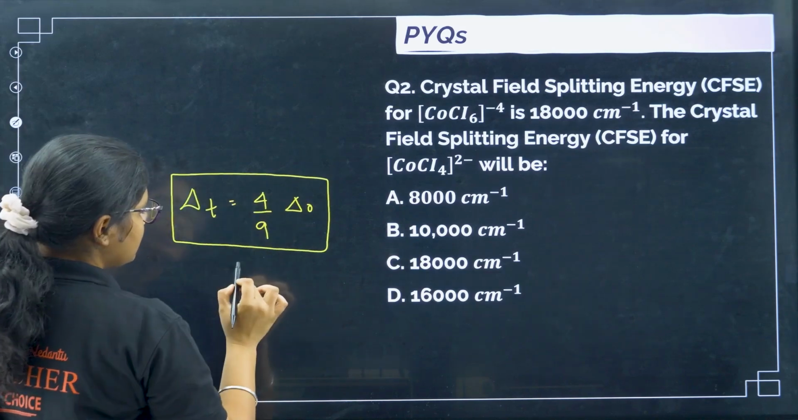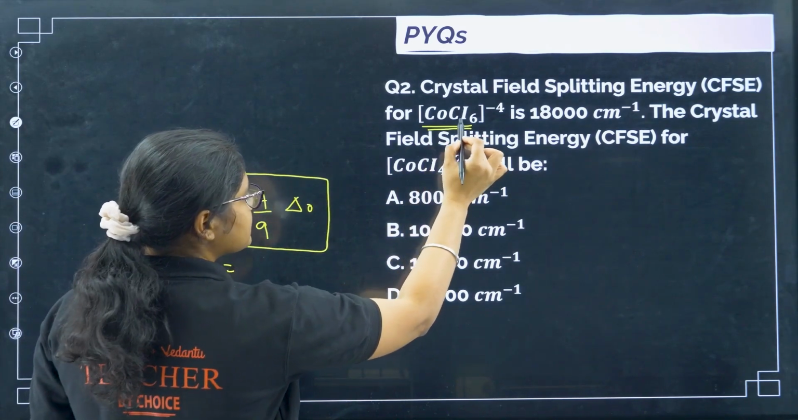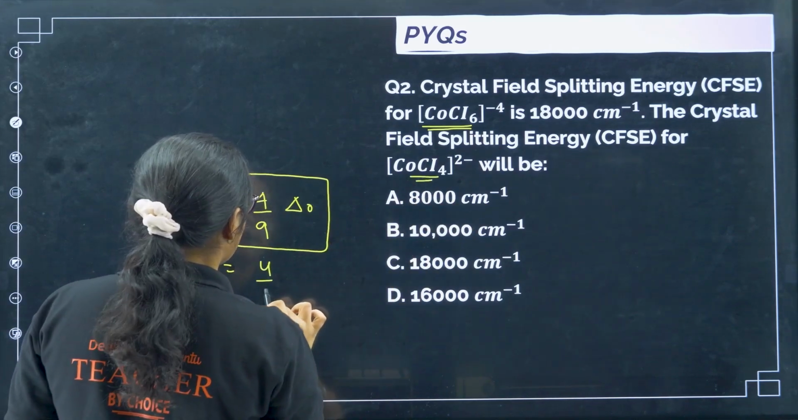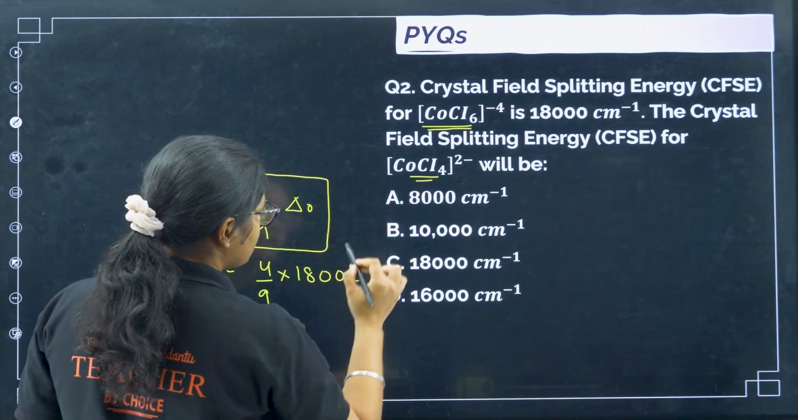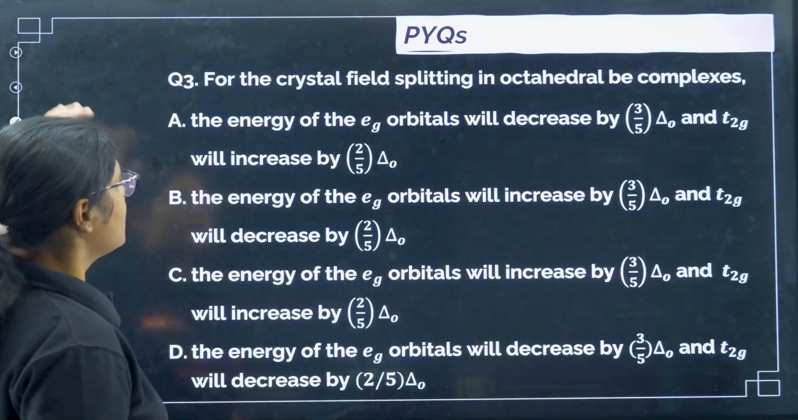Okay. So if I just mention here, you can see this is an octahedral, 6 coordination number octahedral, and it is asking for tetrahedral. So 4 by 9 of 18,000. So that is your 8,000. So option number A is the correct answer.